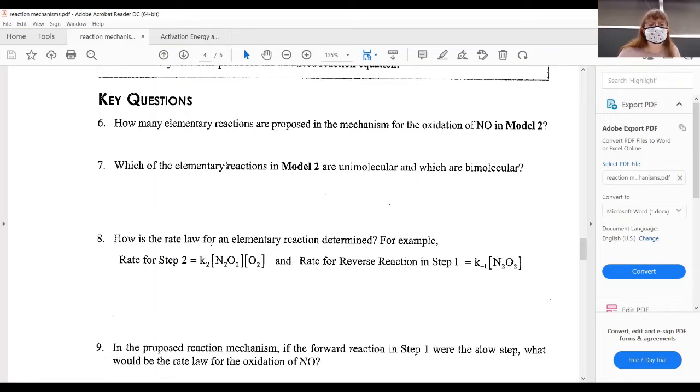Let's see. We have 2 elementary reactions. We talked about the molecularity. How is the rate law determined? We spent a lot of time at the beginning of this chapter talking about how we get those exponents for the rate law from doing an experiment, not from the reaction itself. And that's because most reactions have multiple steps to them, so we don't know where they're coming from.